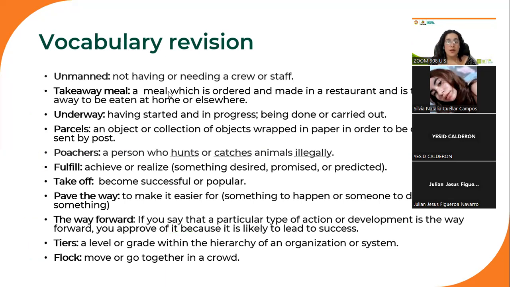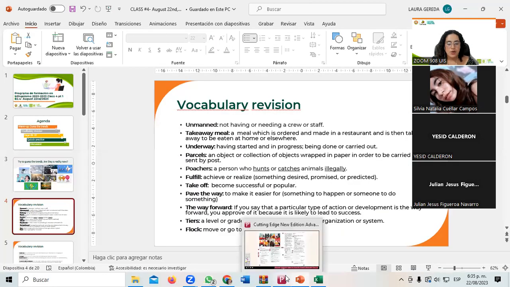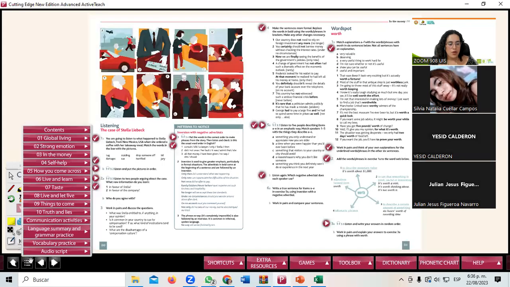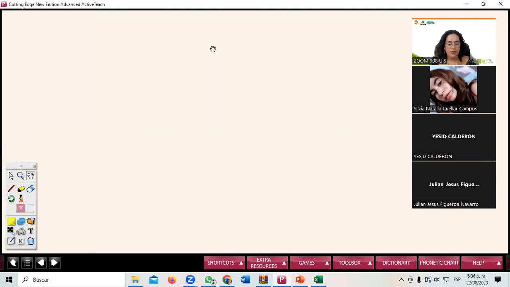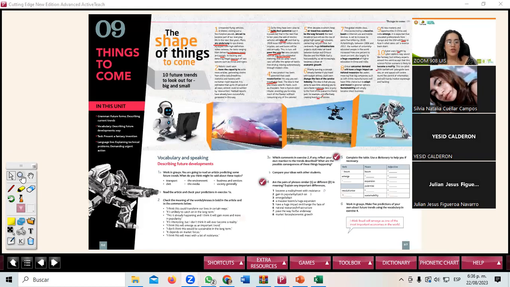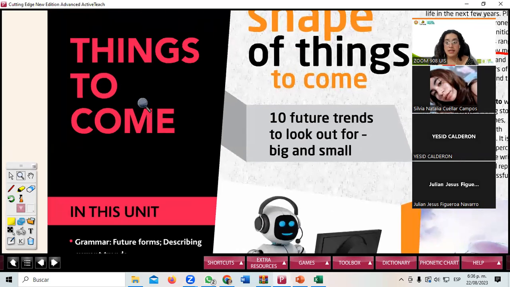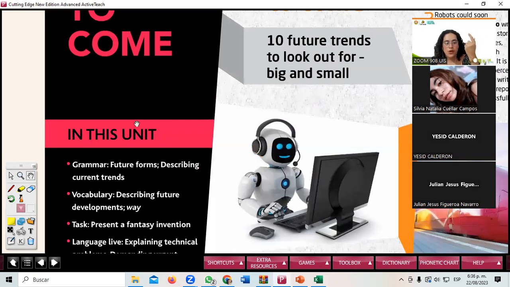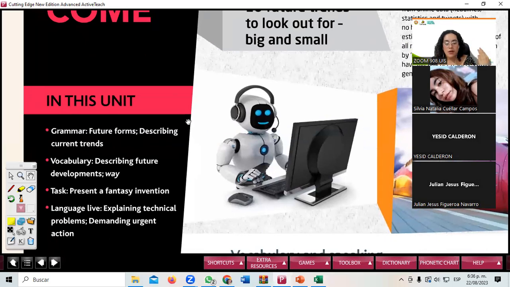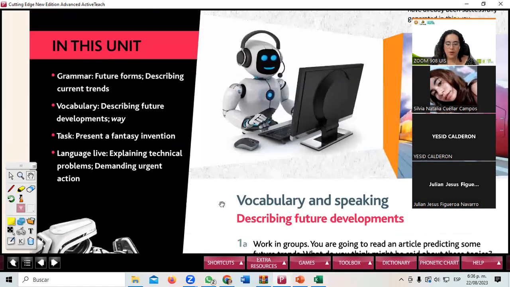To flock. All right, guys, so that is the vocabulary for the first part of the text. So let's take a look. We are on pages 86 and 87. We're going to start working on Unit 9, okay? The unit is called Things to Come. So we are, of course, talking about the future. Future forms, describing current trends. The vocabulary is about future development and the way, okay?